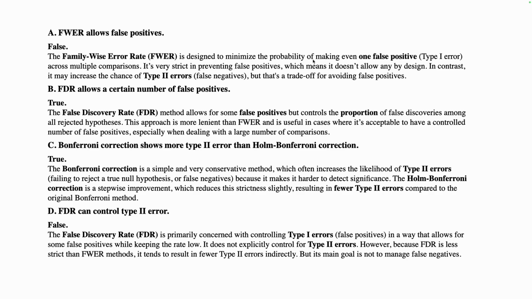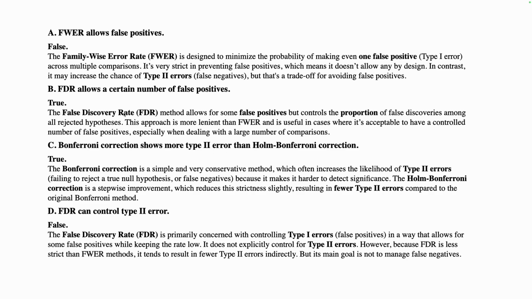So the first option is false, but in this case the type 2 error increases; the probability of type 2 error, which is false negative, also increases. So it is basically a trade-off for avoiding the false positive. The B option was that FDR allows a certain number of false positives. This statement is true because the false discovery rate methods allow for some false positives, but they control the proportion of false discoveries among all the rejected hypotheses.